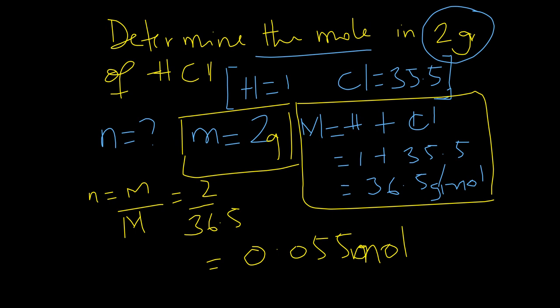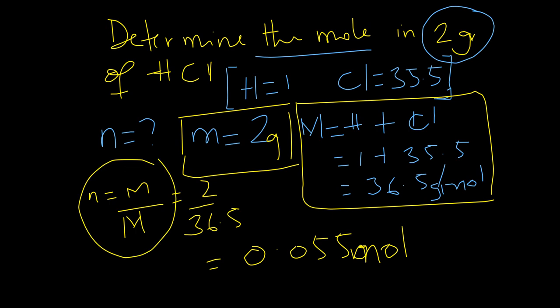There are instances when you will not be given the molar mass, but then you'll be given the relative masses of the individual atoms of the molecule. In that case, you would have to calculate the molar mass by yourself by adding the individual masses. Once you are done with that, you can then bring the molar mass and use it in this formula to calculate your mole.